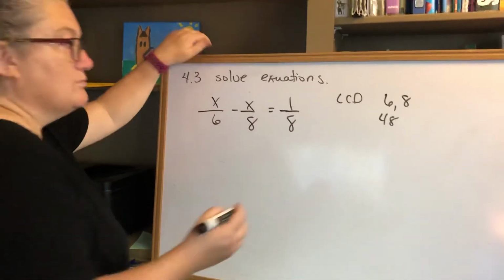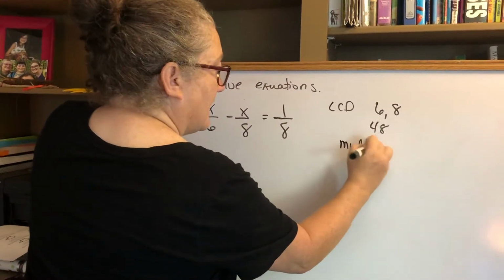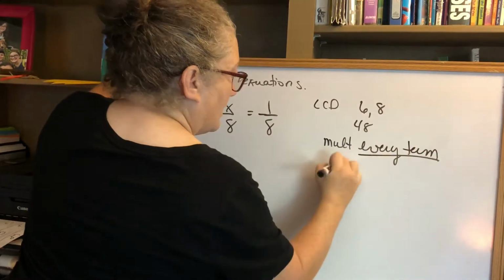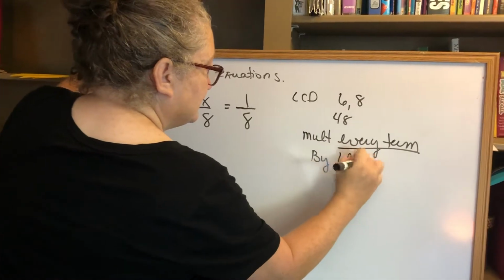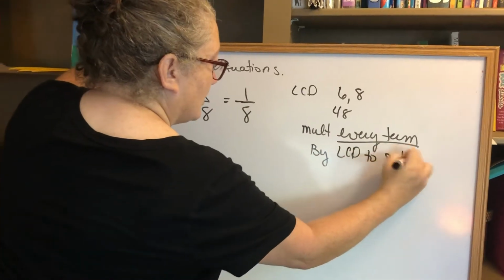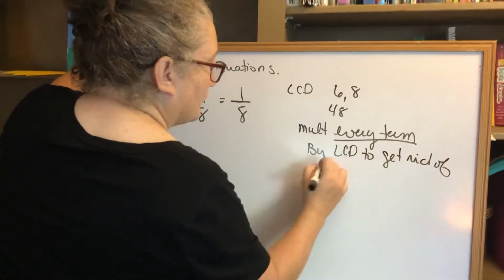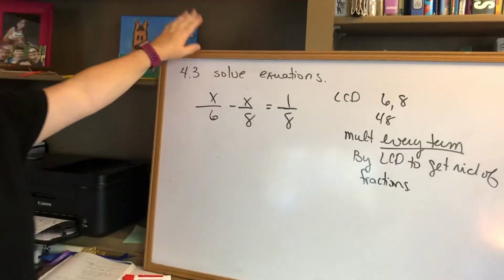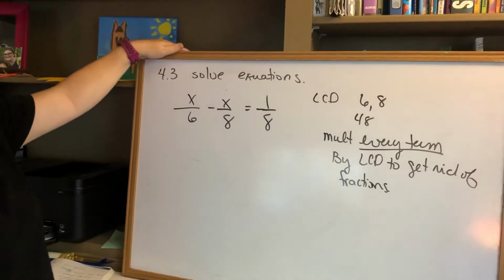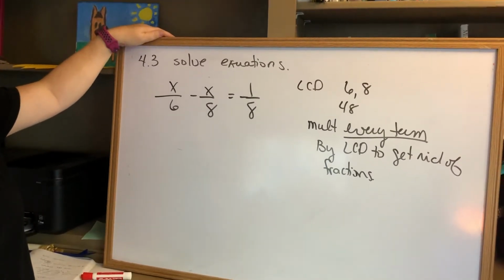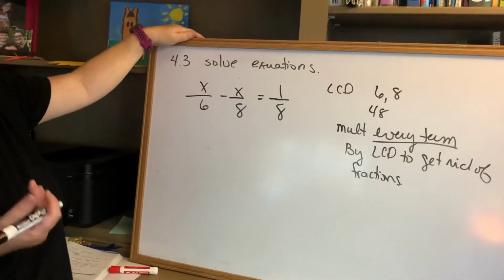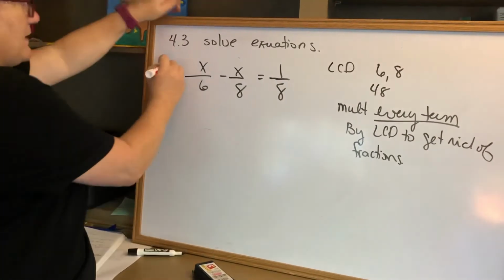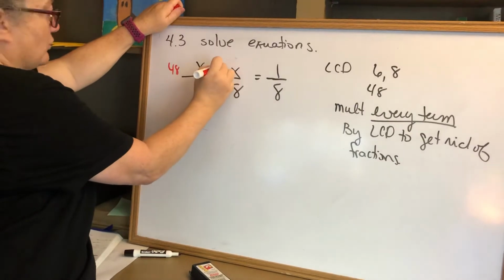So I'm going to multiply every term by the LCD to get rid of fractions. Now, when you multiply by the LCD or a common denominator, your fraction should go away. If you still have a fraction, then you didn't multiply by the least common denominator. So I'm going to multiply every one of these terms by 48. I know we could have done 24 also.